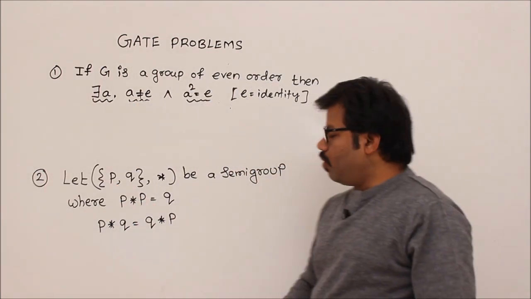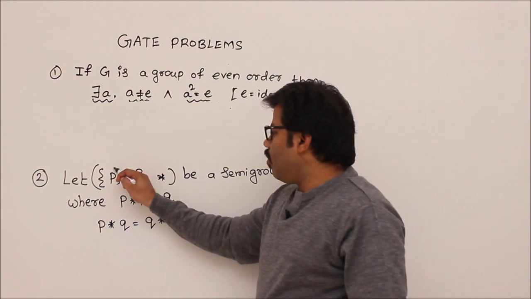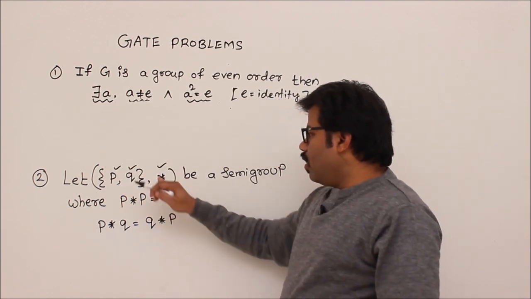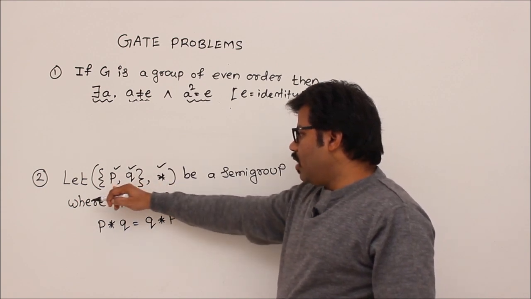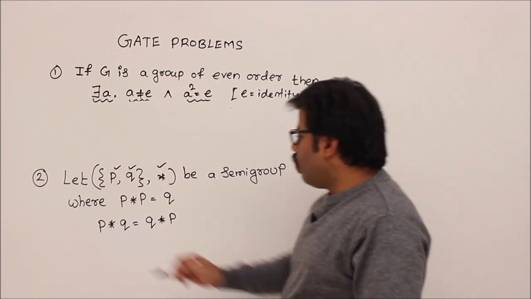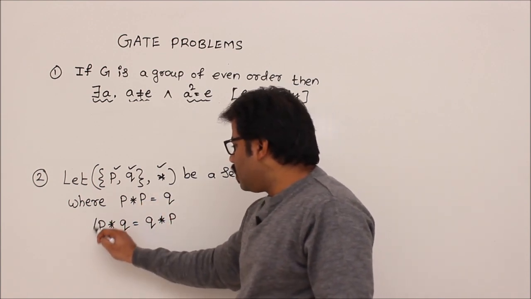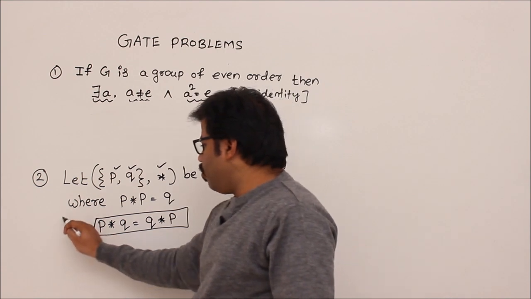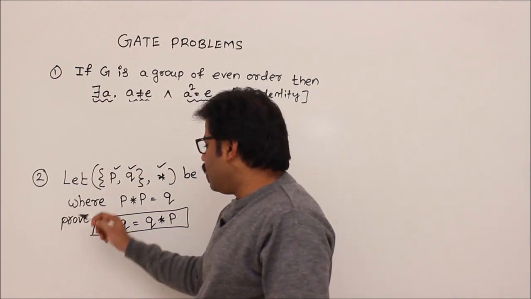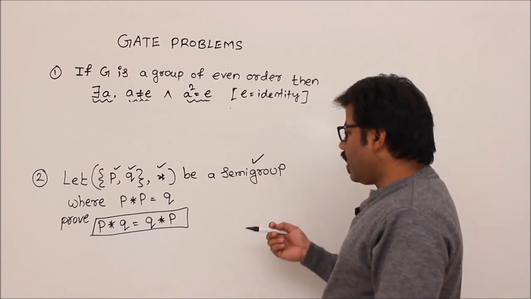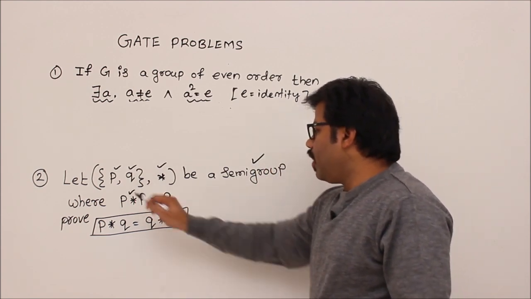Let us come to the second problem. What is that? Let (P comma Q comma star) be a semigroup. That means in the semigroup there is an operator star and the elements are only P comma Q. Now where P star P equal to Q, then we have to prove that P star Q equal to Q star P. What is given? Semigroup. What is the extra information given? P star P equal to Q.